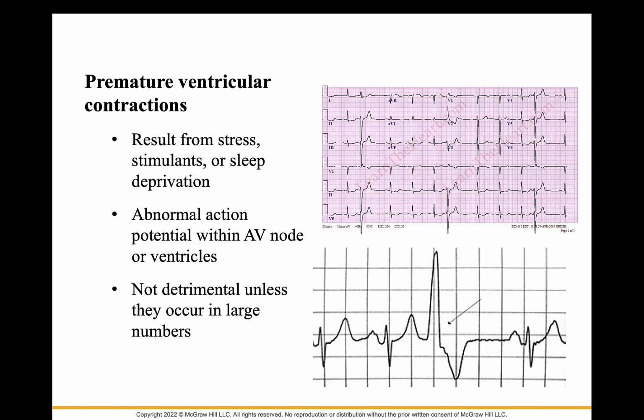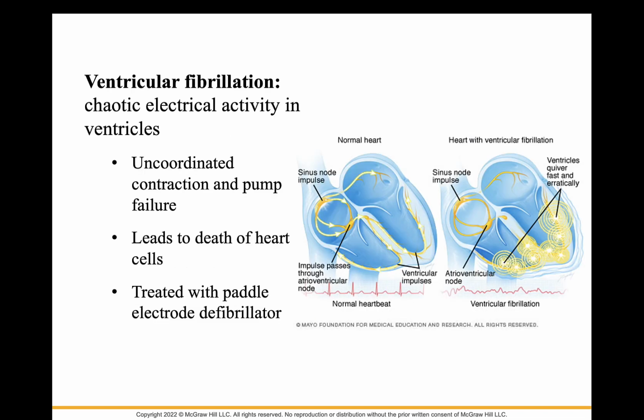Now, the individual premature ventricular contraction is a non-issue. The problem, though, is when they increase in frequency. As they become more frequent, we're really looking at a loss of the electrical stability of the myocardium. And if this continues, it could result in ventricular fibrillation, and ventricular fibrillation is a lethal arrhythmia.